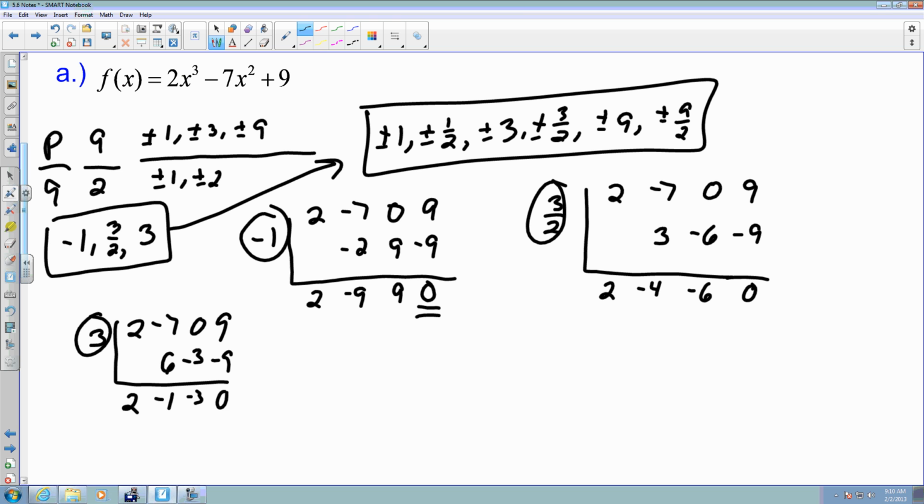I'd like to see the synthetic division be done. I just don't want you to just put it on your calculator and then punch in the solution. I would like to see the synthetic division worked out, please. Okay.